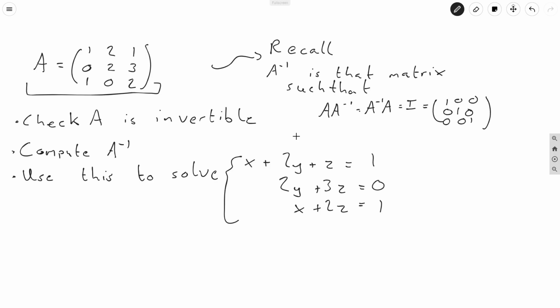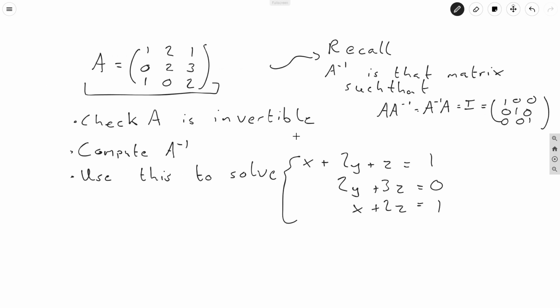And in our case, we're dealing with 3 by 3 matrices, so the identity matrix will look like this. If we were dealing with 4 by 4 matrices or something like that, the identity matrix would be a 4 by 4 matrix with zeros everywhere, except for ones along the diagonal. Okay, so let's see how we do this.